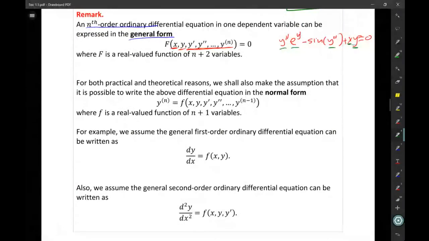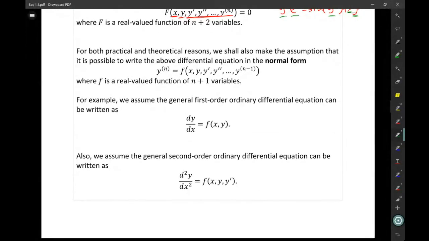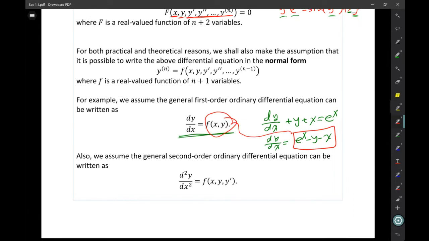Now, of course, sometimes you can write dy by dx as a function or a relation between x and y. How? Like this one. If I say that dy by dx plus y plus x is equal e to the x, you can write dy by dx on one side, so that becomes e to the x minus y minus x. So here is the function of x and y, or the relation between x and y, given by e to the x minus y minus x.